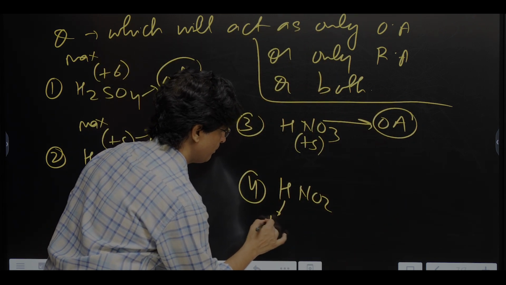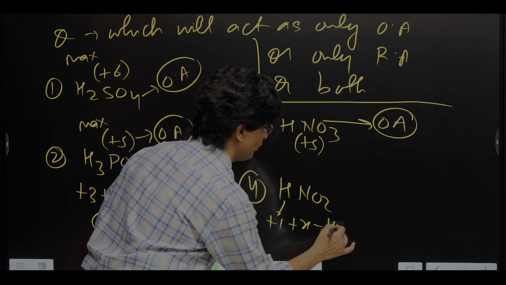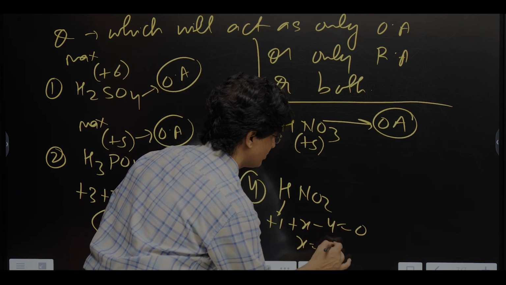HNO2, come on, check it out. +1 plus X -4 equals 0. So X equals what? +3.